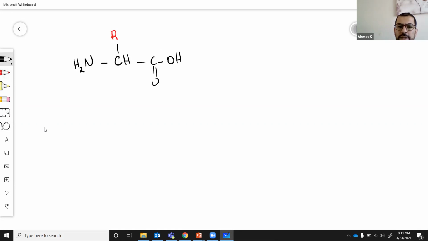So again, if you look at this amino acid, you have this part, which is the amine part, and this is the acid part.